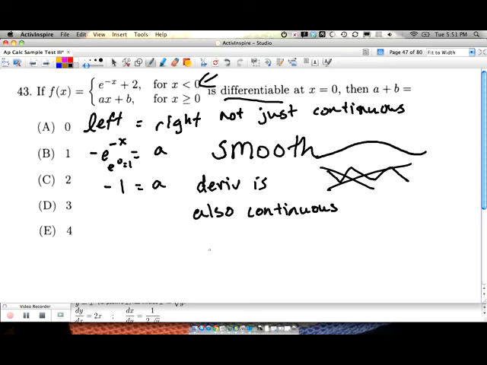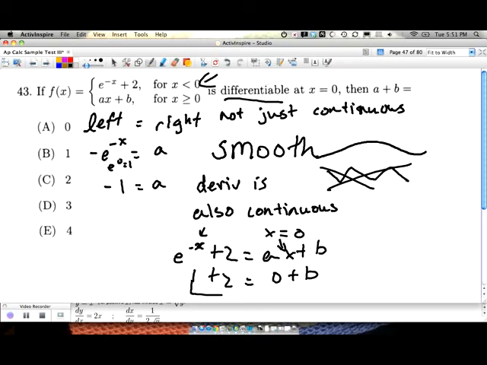To find b, we got to make sure that these equal each other. So e to the negative x plus 2 equals ax plus b. But x equals 0. So we're going to plug in 0 here and get 1. We're going to plug in 0 here and get 0 plus b. 1 plus 2 equals b. Wow. It's getting late, guys. Okay, ax plus b, 1 plus 2 equals b, b equals 3. Negative 1 equals a. A plus b equals 2.